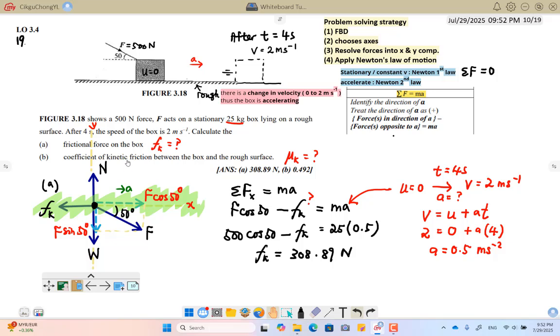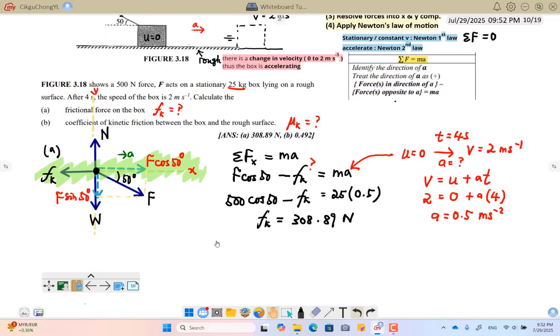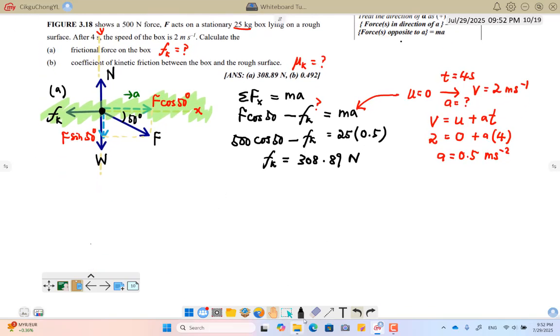Then for question B, I need to calculate the coefficient of kinetic friction between the box and the rough surface. The coefficient of kinetic friction can relate to the friction force, whereby Fk is the coefficient of kinetic friction multiplied by the normal force. In order to calculate the coefficient of kinetic friction, I already know the friction force is 308.89 Newton, so I need to calculate the normal force. So how am I going to calculate this normal force?